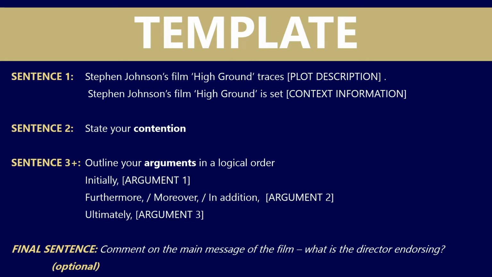Sentence 2, I like to state my contention using those keywords from the essay topic, or perhaps using some synonyms as well to show I'm not exactly just copying what's written in the question. And then I might use my next couple of sentences to outline my arguments. It might be one sentence, it might be a couple, and there's even that optional final sentence where you comment on the main message of the film and what the director is endorsing. You don't have to do that, but it's something that sometimes works for essays, I find.